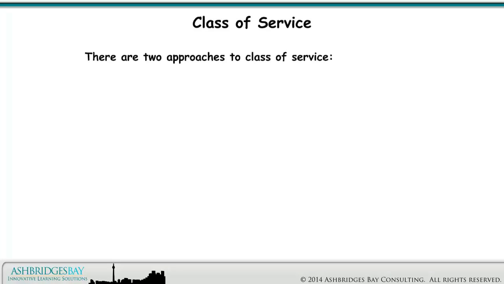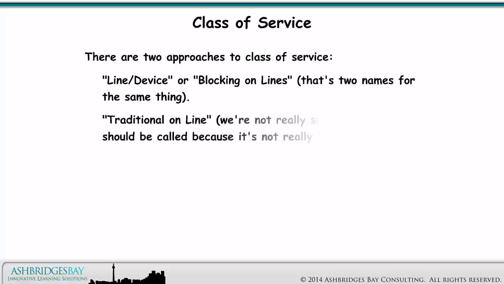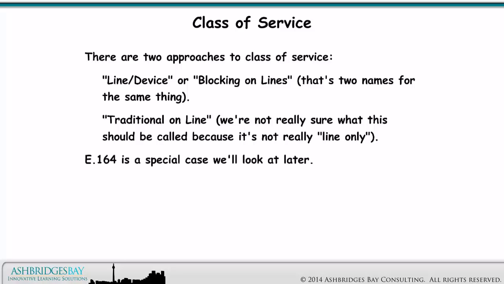There are two approaches to class of service. Line device, or blocking on lines, that's two names for the same thing, and traditional on-line. We're not really sure what this should be called because it's not really line only. E.164 is a special case we'll look at later. In this drawing, we look at blocking on lines.